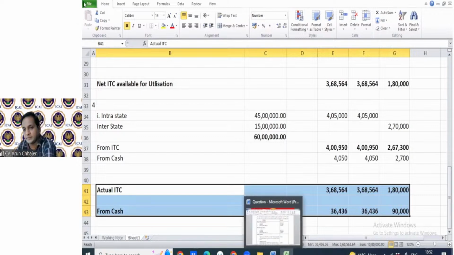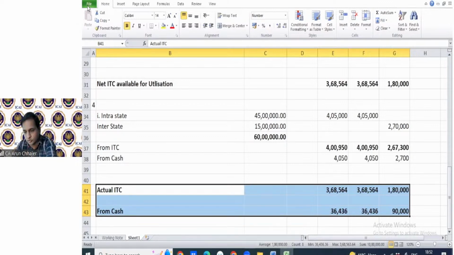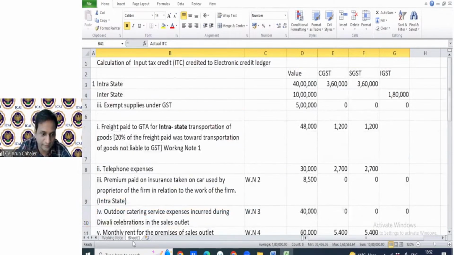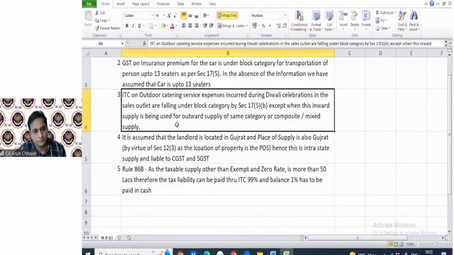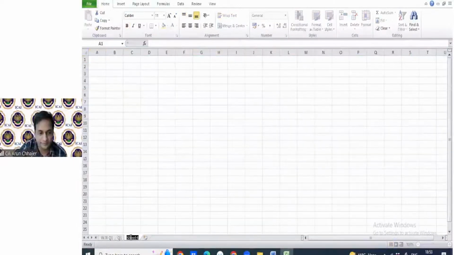So from my side, practical problem 1 is solved. Any doubt or any point you can ask. Otherwise, we can move to the next question.